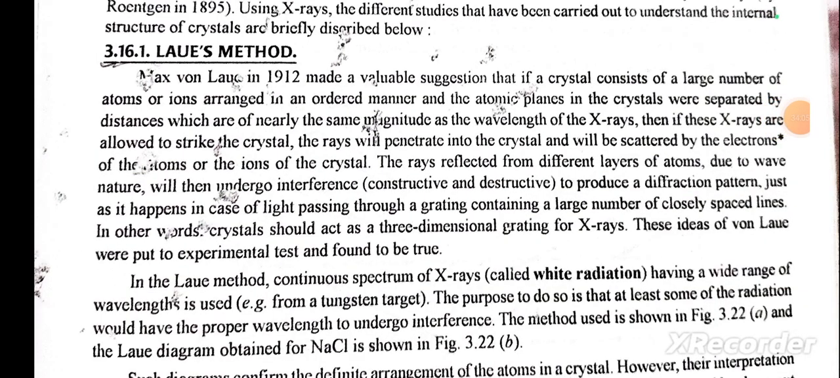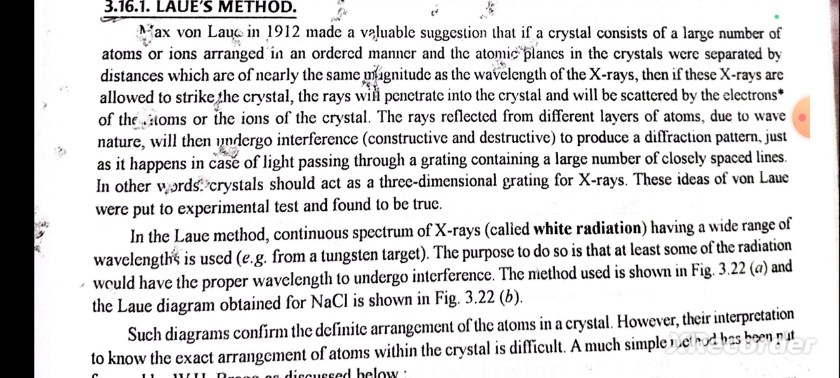Max von Laue, in 1912, made the suggestion that if a crystal consists of a large number of atoms arranged in an orderly manner, and the atomic planes in the crystal are separated by distances of nearly the same magnitude as the wavelength of X-rays, then when X-rays strike a crystal, the rays will penetrate the crystal and be scattered by the electrons of the atoms and ions of the crystal.